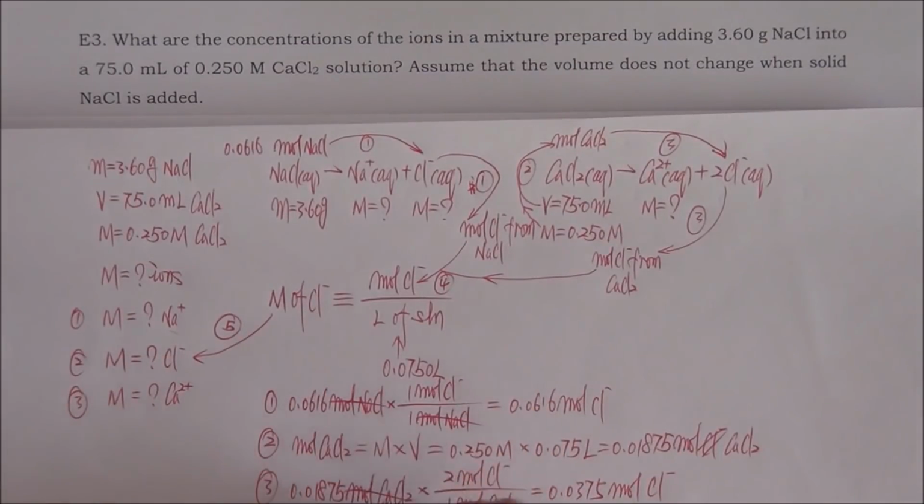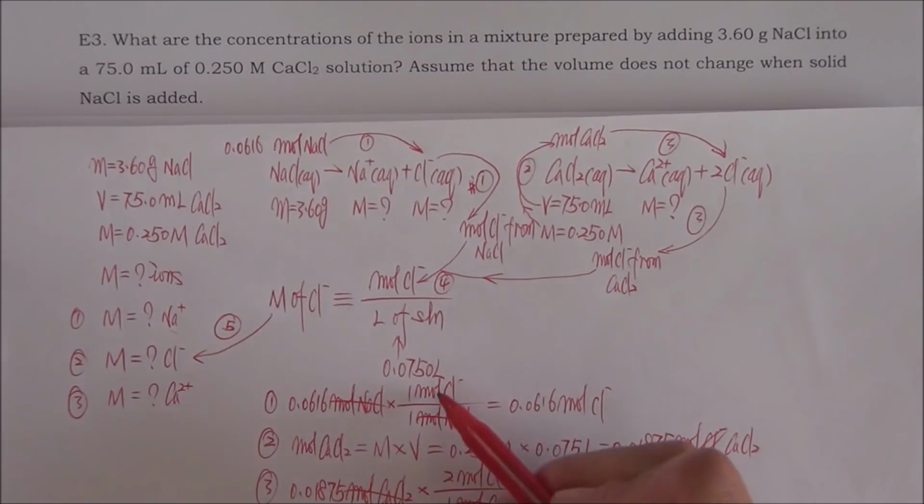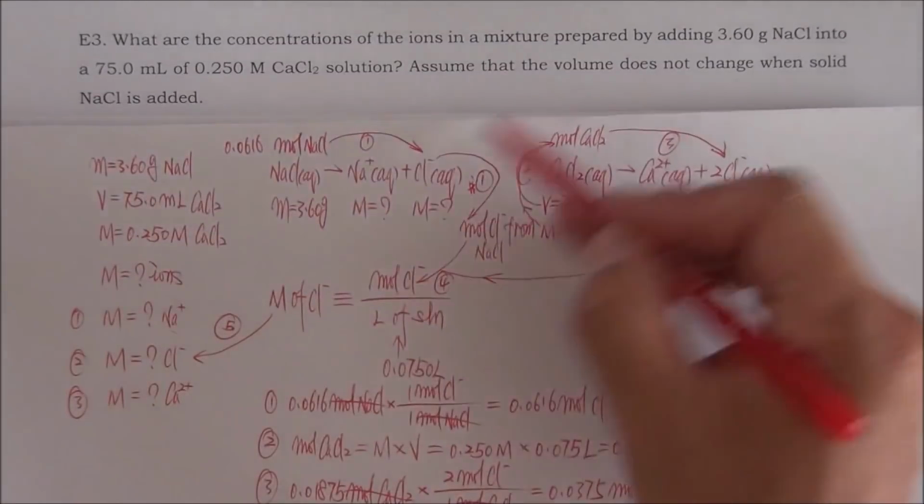Step 1 and step 3 are stoichiometry calculations. These two fractions are also called conversion factors. They are from the balanced chemical equations.